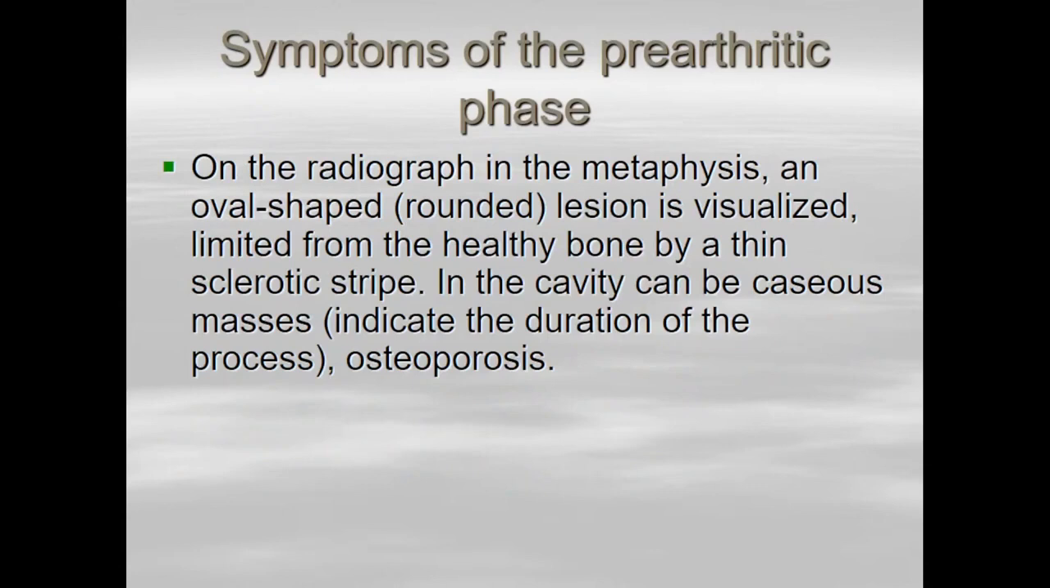On the radiograph in the metaphysis, an oval or rounded lesion is visualized, limited from the healthy bone by a thin sclerotic strip. In the cavity there can be caseous masses. It indicates the duration of the process: osteoporosis.